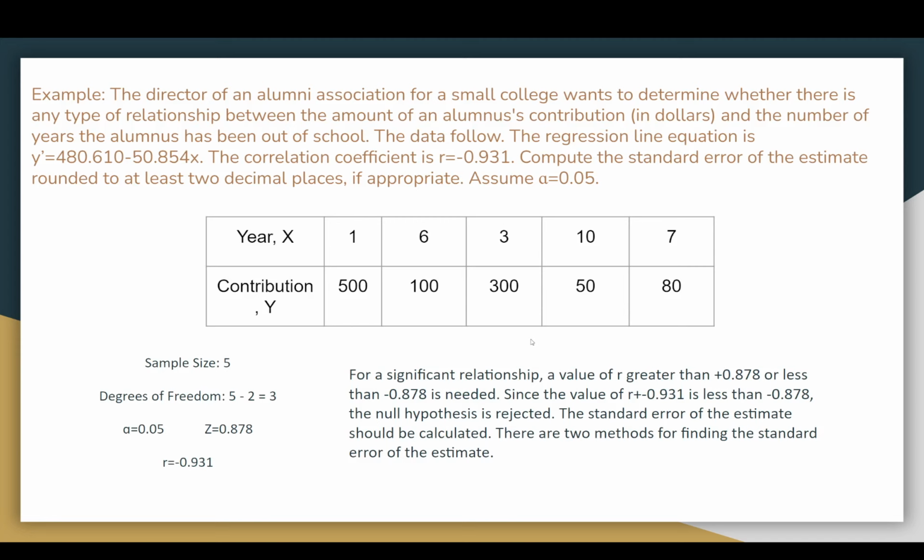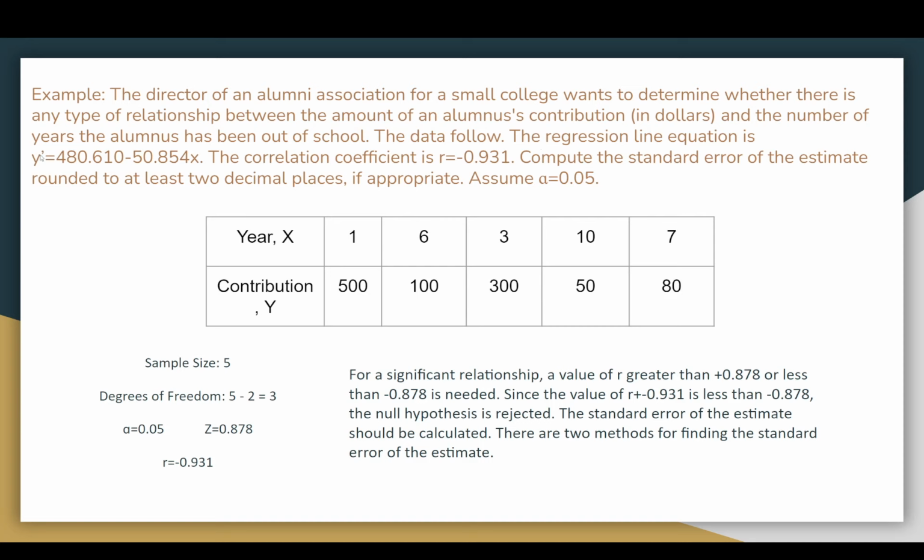So an example we have here is the director of an alumni association for a small college wants to determine whether there is any type of relationship between the amount of alumnus contribution in dollars and the number of years the alumnus has been out of school. The data follows here, as you can see.